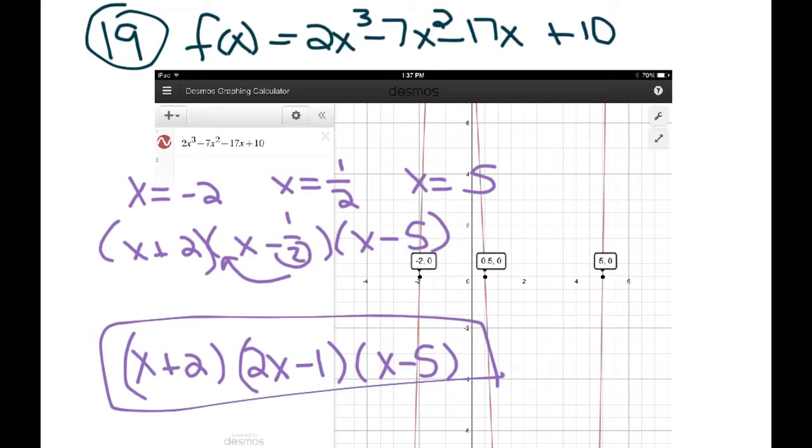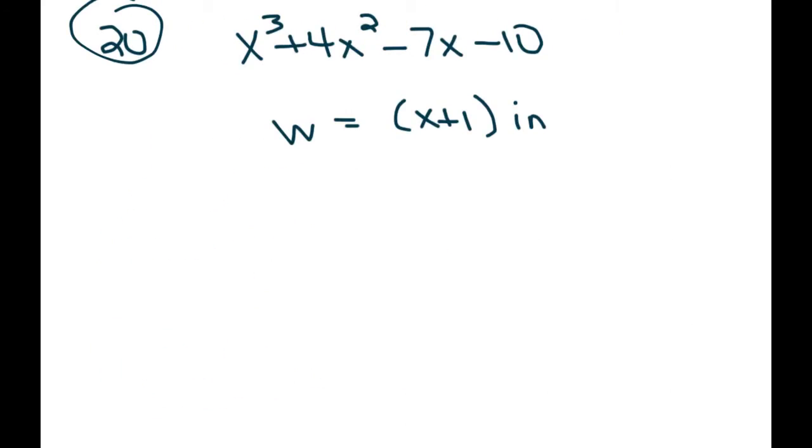Now, remember, on your graphing calculator during the test, you're going to make y2 equal to 0, and you're going to find the points of intersection of your graph with the x-axis. Number 20. If the polynomial x cubed plus 4x squared minus 7x minus 10 expresses the volume in cubic inches of a box, and the width is x plus 1 inches, what are the dimensions of the box?